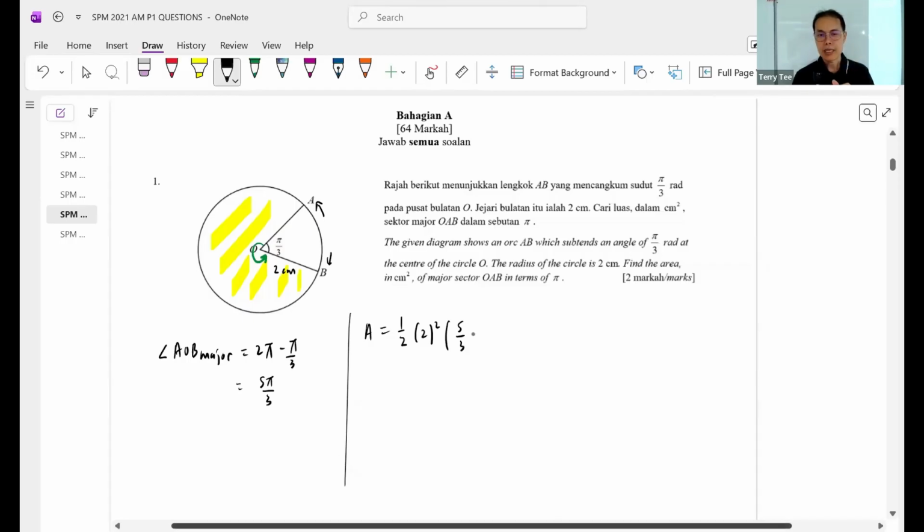So I'm going to substitute pi with 3.142. Okay, sorry, no. This question, no. Why not? Because the question says, give your answer in terms of pi. So you can use a calculator, you can use brain. 2 square is 4, cancel, cancel. Answer is what? 10 over 3 pi. Yeah? Square units. Okay?